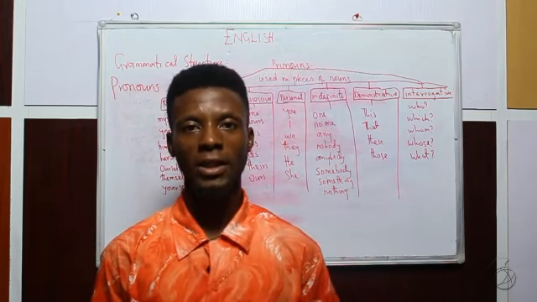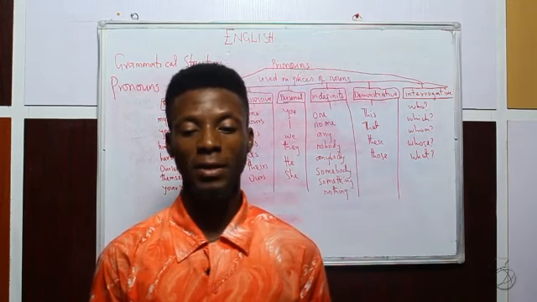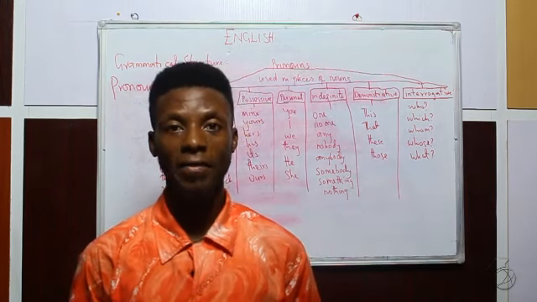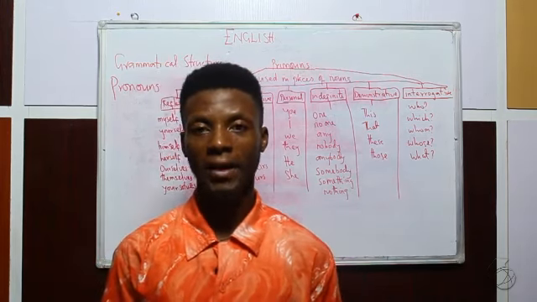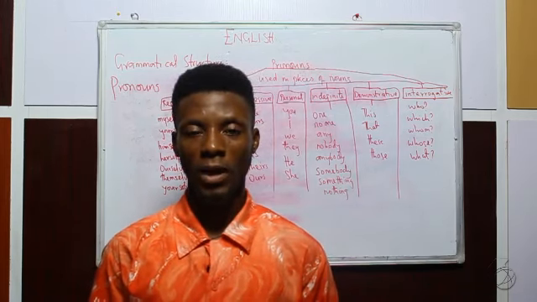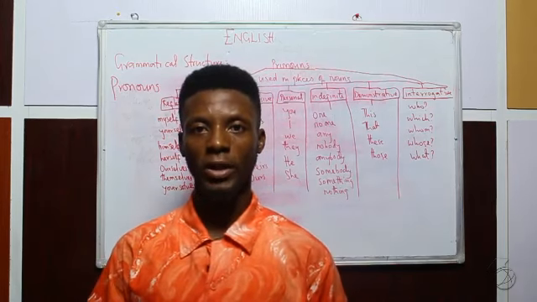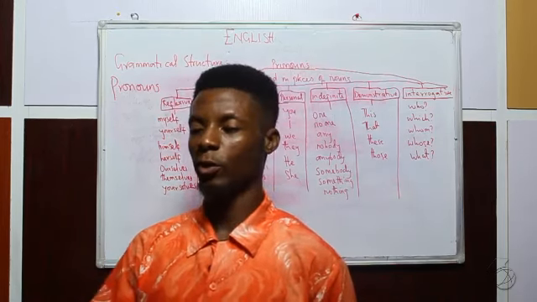Example is, he visited me last night. I gave the money to him. That is the object form. I can't be talking to a second person and tell him I gave the money to him when I ought to say I gave the money to you.